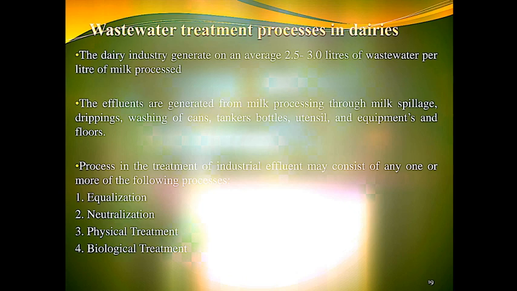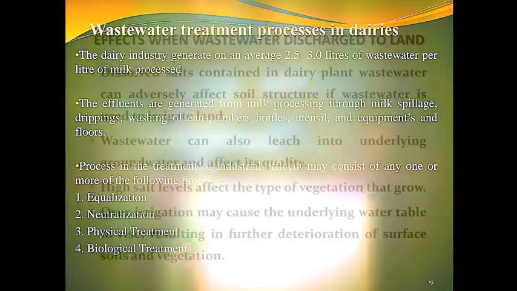The treatment of industrial effluent may consist of any one of the following operations: equalization, neutralization, physical treatment and biological treatment. Equalization is the process where we equalize the characteristics of wastewater. Physical treatment includes screening for removal of solids, and biological treatment, like oxidation pond and activated sludge process, is for the removal of organic load.